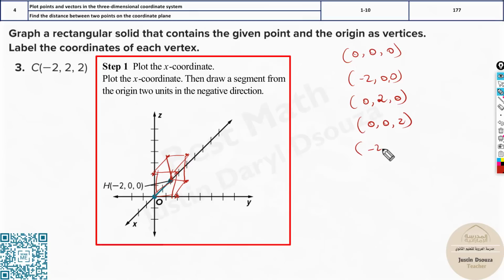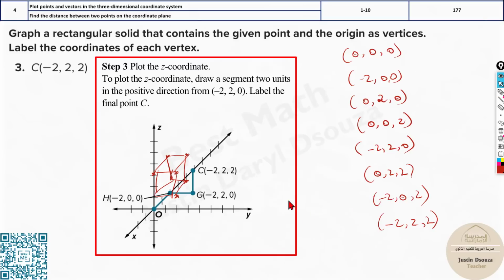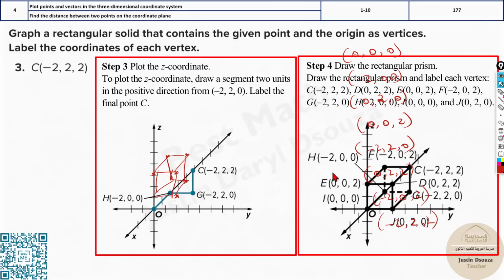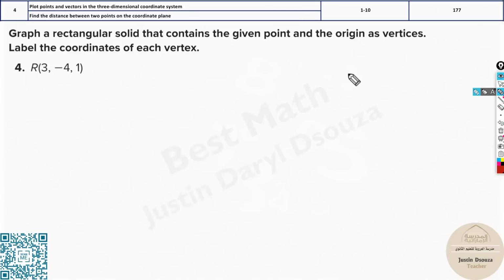So we have now -2 and 2, 0. Then we have 0, 2 and 2. And then lastly we have -2, 0, and 2. And then the given point itself, -2, 2, and 2. These are all the answers which we have. And you can see the answer somewhat like this. It's just a cube.